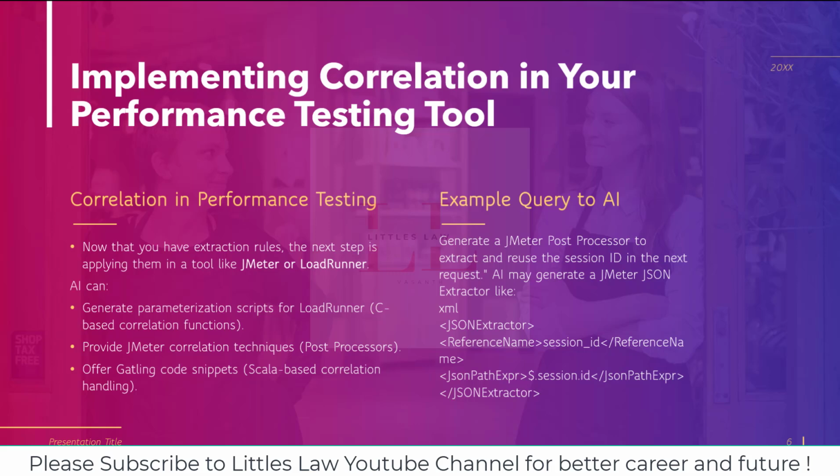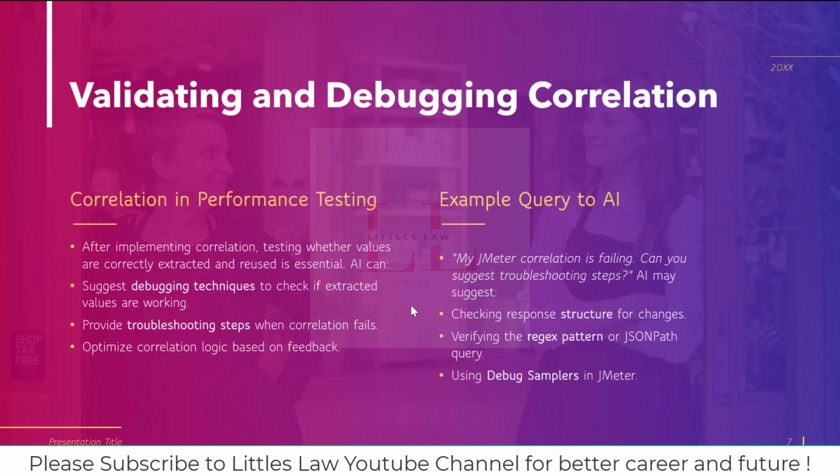It can be a post processor, or any post processor request where you can write a command. This will actually help you do a dynamic extraction. For a JMeter JSON extractor, like an XML one, you have a reference name and a JSON expression, where the dollar sessionId will get the value for you.